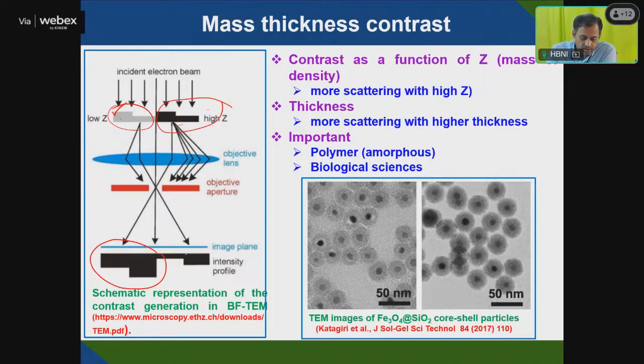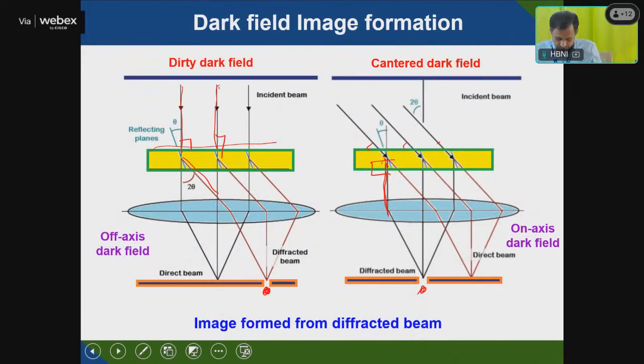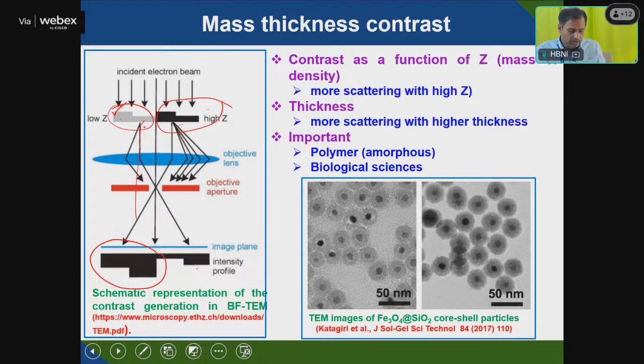In the high Z material, the electron beam is going less, so the image is mostly transmitted to this zone. The image is created depending upon the Z contrast, so you get the opposite image here. Depending upon the low Z and high Z, you will be able to see that schematic representation.